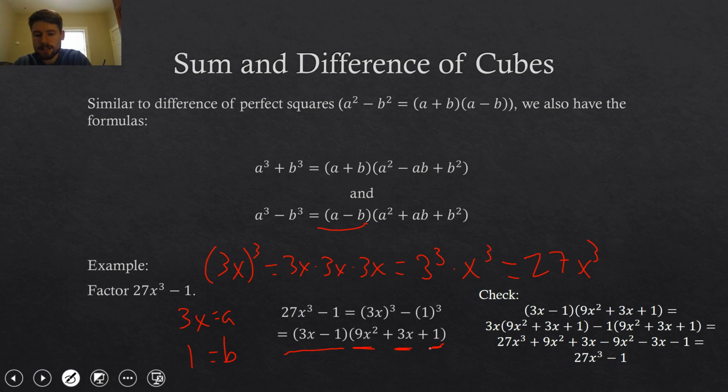We have 3x times 9x squared, 27x cubed, 3x times 3x, which is 9x squared, 3x times 1, which is 3x, negative 1 times 9x squared, which is negative 9x squared, boom, cancel. Negative 1 times 3x, which is negative 3x, boom, cancel. Negative 1 times 1, and that's negative 1. And so we end up with the 27x cubed minus 1 as we started. Okay, and so from this you could determine the root. There's 1 zero, and it's at 1/3. So if you set 3x minus 1 equal to 0, you find that x equals 1/3 would be the 1 root of this polynomial.